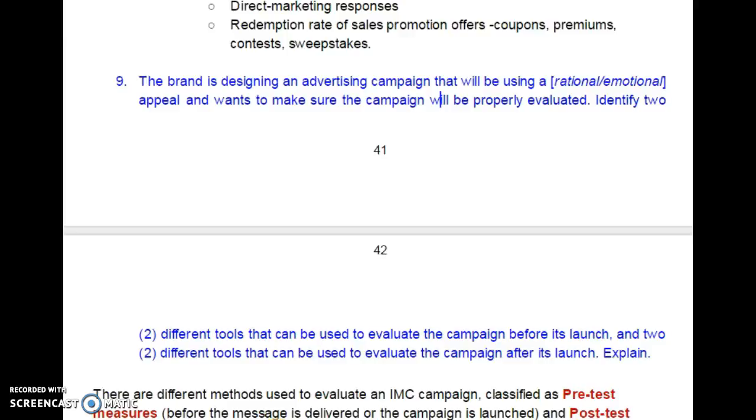Marketing communications. Question 9. The brand is designing an advertising campaign that will be using a rational emotional appeal and wants to make sure the campaign will be properly evaluated. Identify two different tools that can be used to evaluate the campaign before its launch, and two different tools that can be used to evaluate the campaign after its launch. Explain.